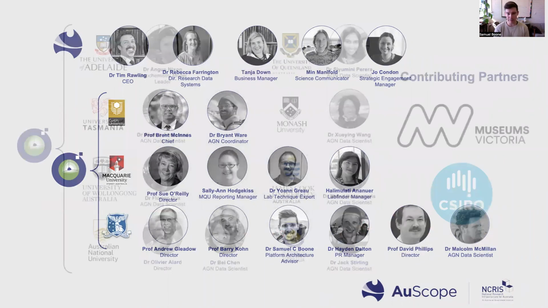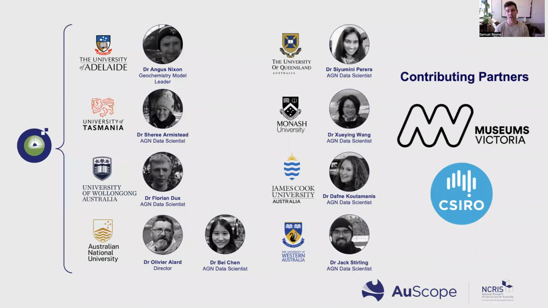Last year, we expanded significantly to include eight more universities across Australia that you can see here on the screen, as well as a couple of contributing partners who joined our ranks, including CSIRO and Museums Victoria, which is a collection of museums based in Victoria, Australia. But in particular, we've worked very closely with the Melbourne Museum, which is Melbourne's premier science museum.